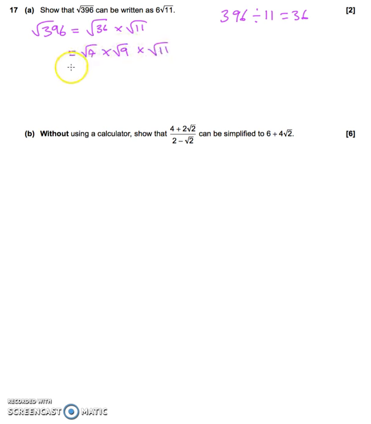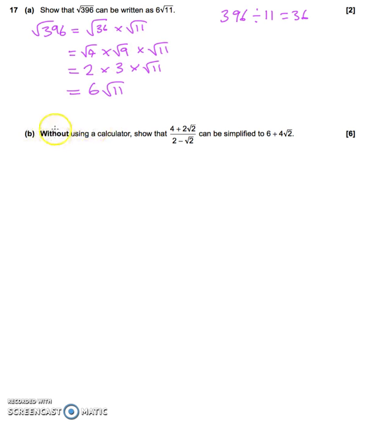Now these are square numbers, so they're not surds. Square root of 11 is a surd. These aren't surds. That's 2, and that's 3, and then that's root 11, and then 2 times 3 is 6 lots of root 11, which is what we wanted to show it could be written as, and we have.